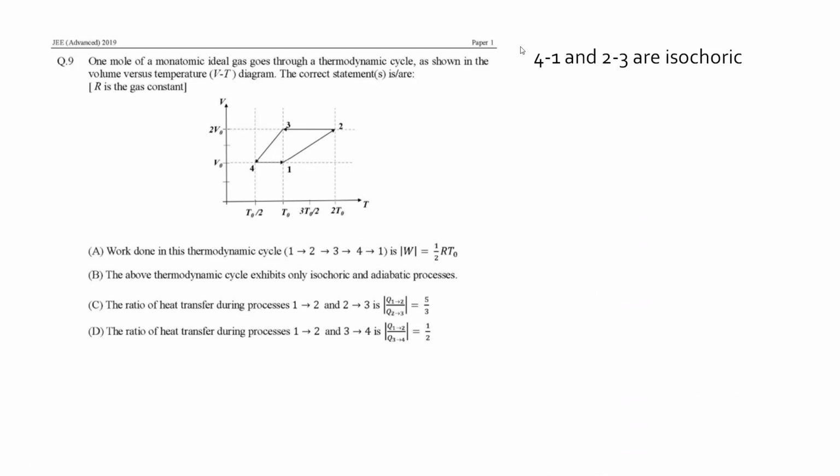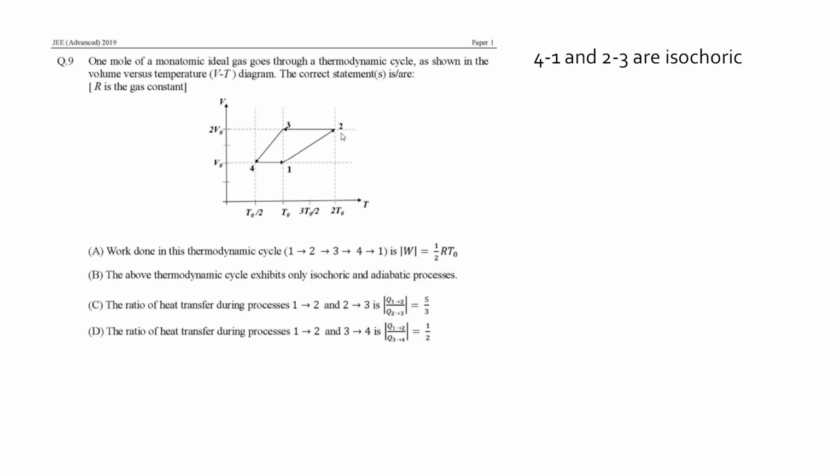So the paths or the processes 4 to 1 and 2 to 3 are isochoric. That is something which is very well evident from the graph. You can see that V is constant in processes 4 to 1 and 2 to 3. So 4 to 1 and 2 to 3 are isochoric processes.